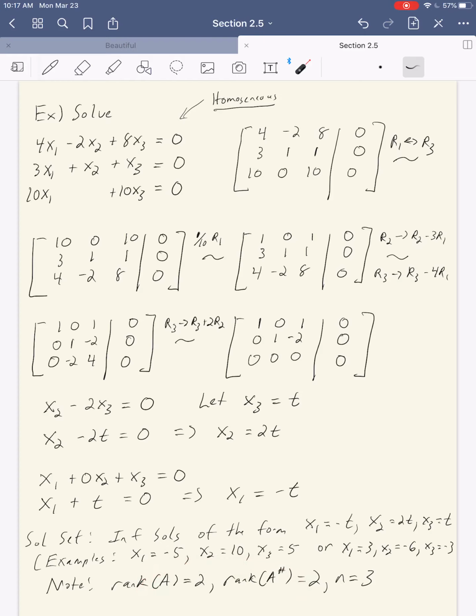So the main takeaway from this video is to make sure that you're comfortable using Gaussian elimination and back substitution to solve systems. In the next video, we'll formalize these comments about the rank into a couple major theorems about the solution sets of systems of linear equations.